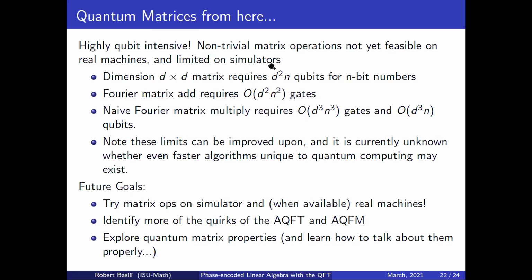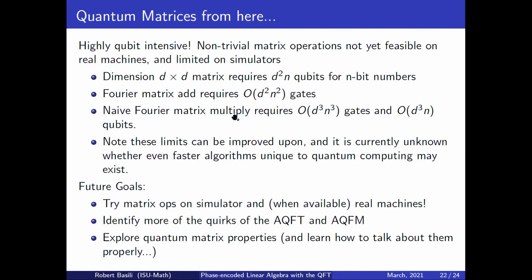And in fact, the problem, of course, is that they scale much worse than the real machines. But as presented here, a dimension d by d matrix would require d squared n qubits, which is part of why it's so qubit intensive. Fourier matrix add would be a straightforward process, just like you do classically, and so it would be a d squared n squared number of gates.